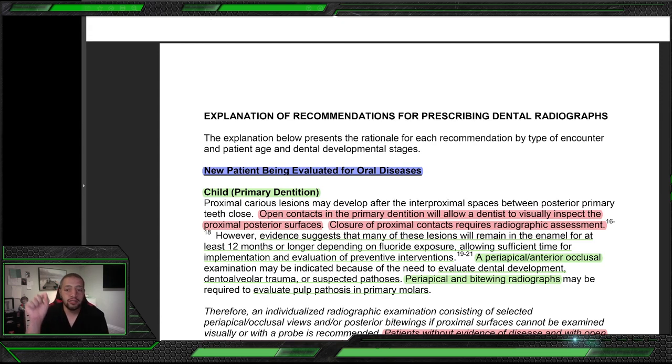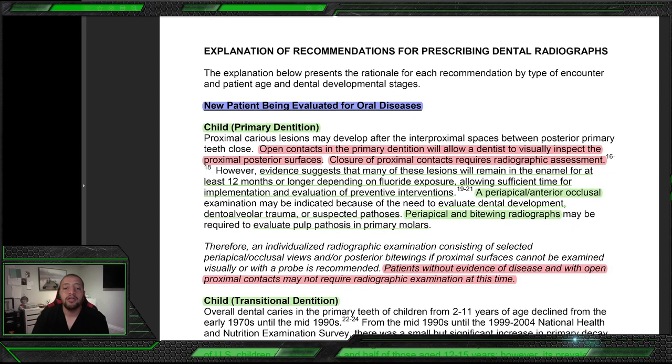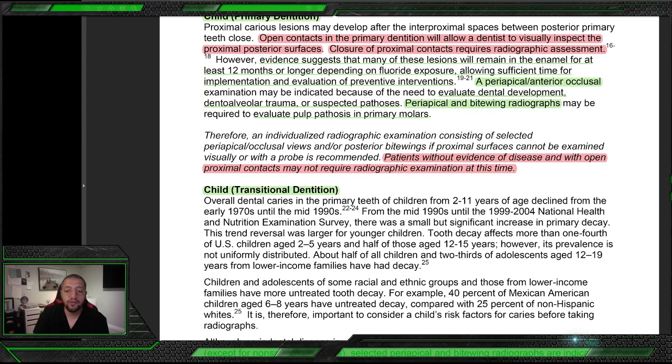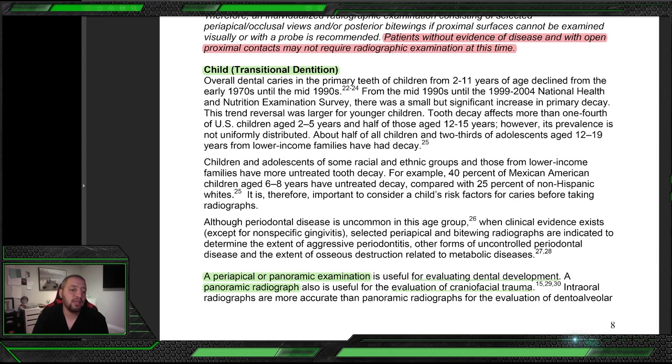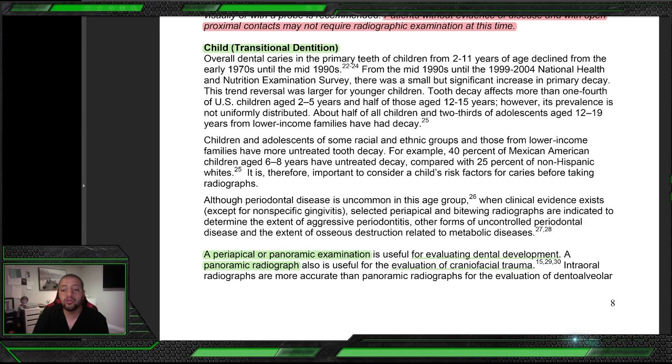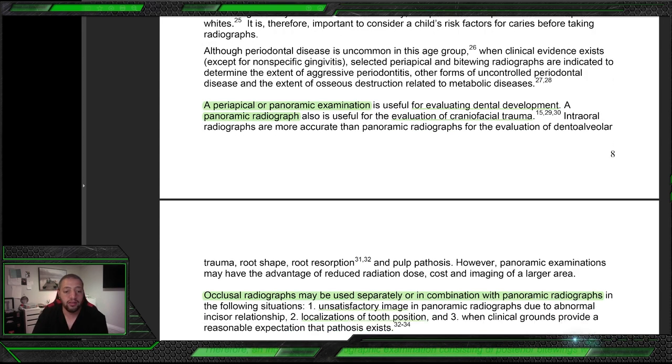Hence come the numbers. So for this one, an impaired dentition is a different number. A periapical radiograph is to be done. Periapical and bite-wing are to be done to evaluate. So a patient without evidence of disease and with open proximal contact may not require radiographic examination at this time. And then a child after eruption of the 6, here he's giving you studies, I don't want to waste your time. So he's saying a periapical or panoramic radiograph is to be done. Panoramic is to be done too if the patient has trauma, so you should take it to check everything, it's not only the teeth.